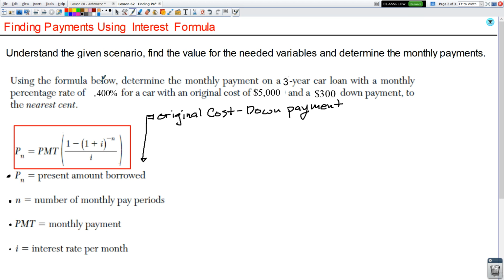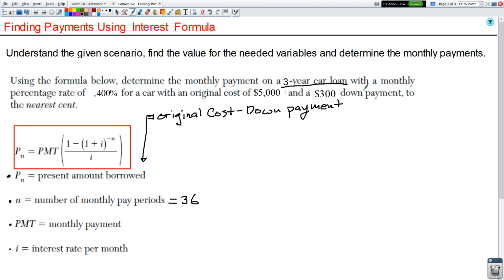It says, using the formula below, we want to determine the monthly payment on a 3-year car loan. So notice here that we can use this information to give a value for n, which is the number of monthly pay periods. In this case, we're talking about 3 years. We know that each year has 12 months. So that means that in 3 years, we're going to have a total of 36 monthly pay periods.